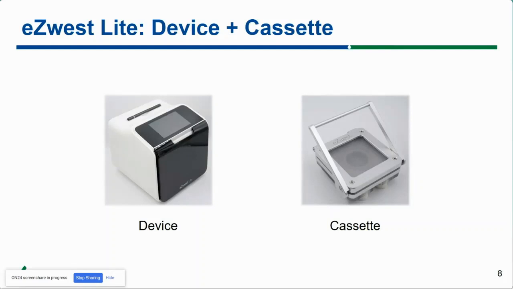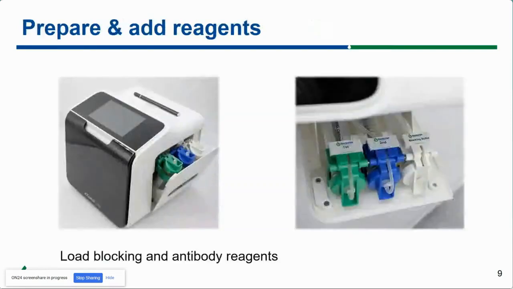When you get the device, you also get a cassette, which is on the right-hand side. It can be opened up with the lever on top, and once you open it up, you can put your membranes in there. For your experiment, it's actually quite simple and easy to do. The first thing, of course, is to load your blocking buffer and antibody solutions into the system. We use standard 50 mL centrifuge tubes, and you can put them in the corresponding slot on the side of the device.